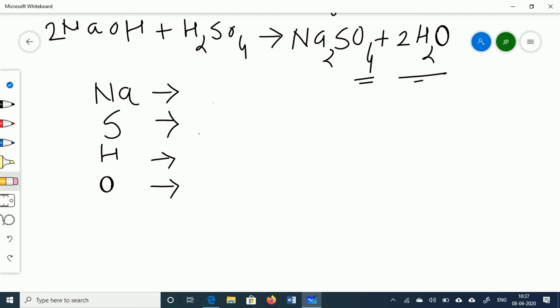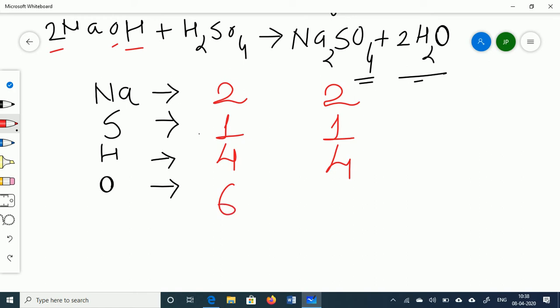Now here, if we talk about the balancing, sodium is 2 on the left hand side and also 2 on the right hand side. Sulfur is 1, here also it is 1. Hydrogen on the left hand side: 2 into 1, that is 2 plus 2, that is 4 hydrogen on the left hand side. Here also 4 hydrogen on the right hand side. Oxygen: 2 plus 4, that is 6. Here also oxygen 4 plus 2, that is 6.